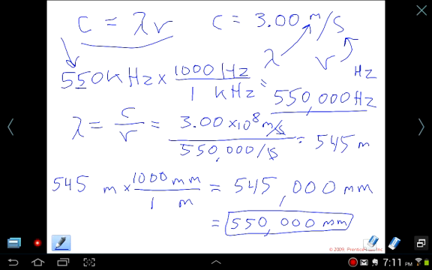So this would be the wavelength of light from the frequency, and we can go vice versa. We can get the frequency given a wavelength. Okay.